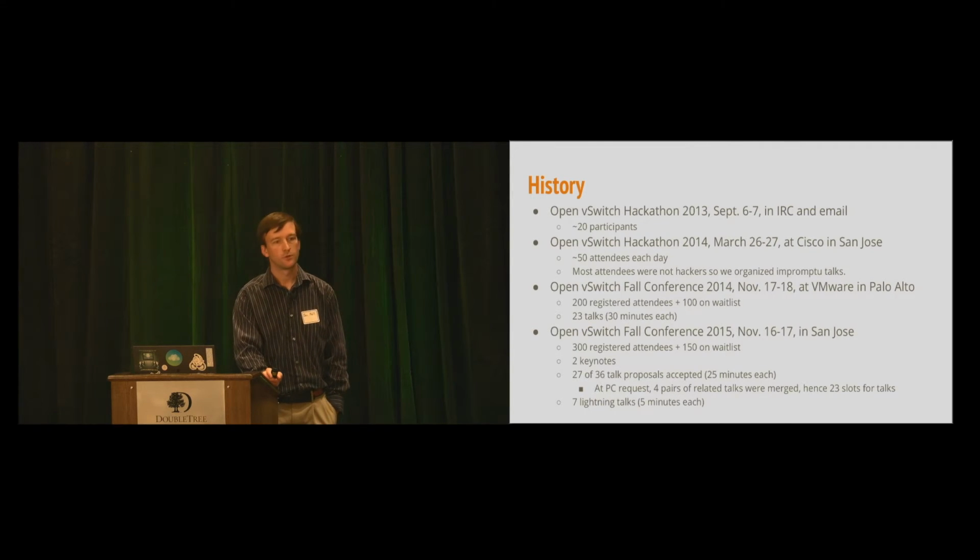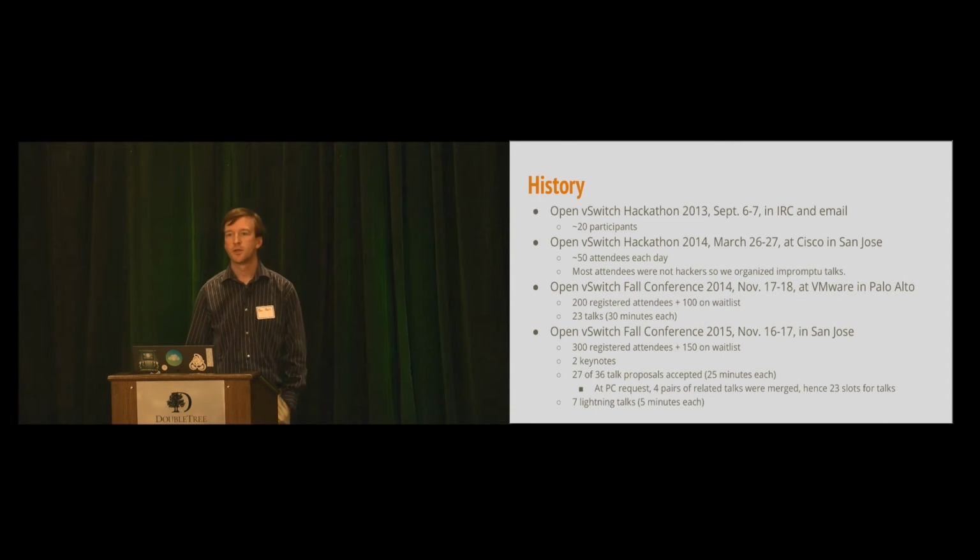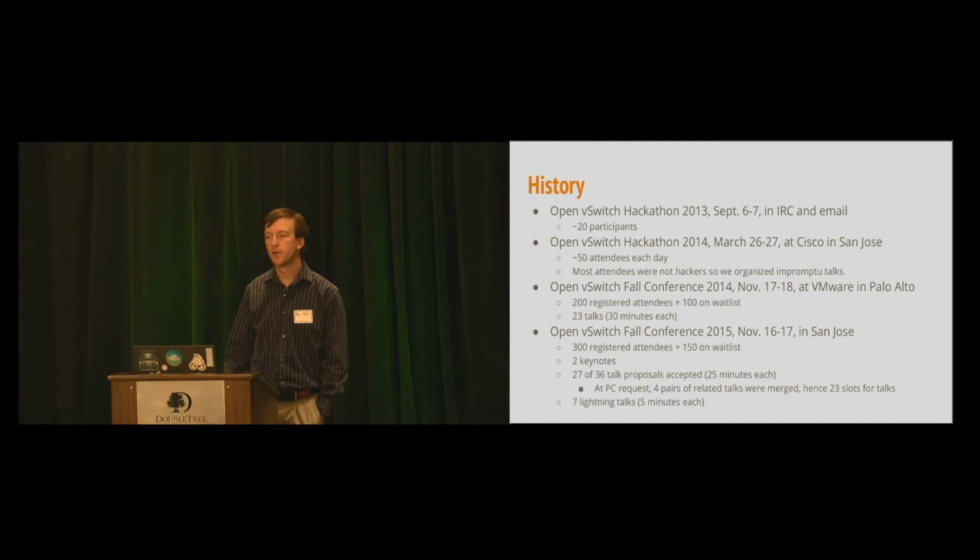So last year, we had our first OVS Con at VMware in Palo Alto. There were 200 attendees, which was the capacity of the room, and there were over 100 on the waiting list. So that led me to think that for this year, if I arranged for a capacity of 300, that would satisfy the demand. But this year, we have 300 registered attendees, plus about 150 on a waiting list. So what we're seeing each time is a 50% increase in demand. So you can imagine that we'll try to plan something even bigger for next year.